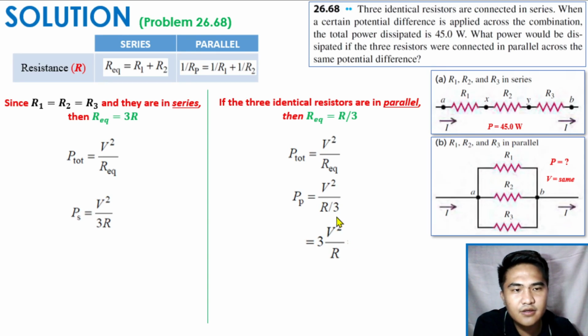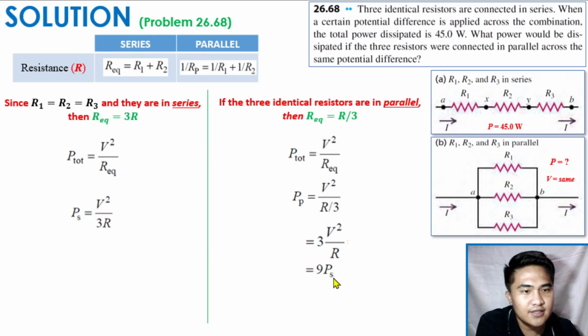We know that this V squared over R is the formula for power. Therefore, we will have 9 PS, because this is the same power as the series connection. Substituting the value and multiplying this, we will get 405 watts. So this is the power dissipated if the three resistors were connected in parallel across the same potential difference.